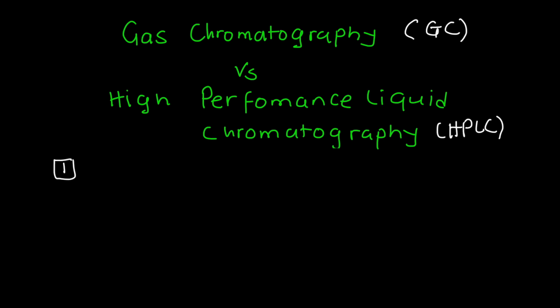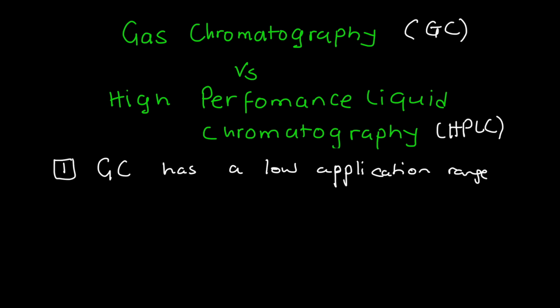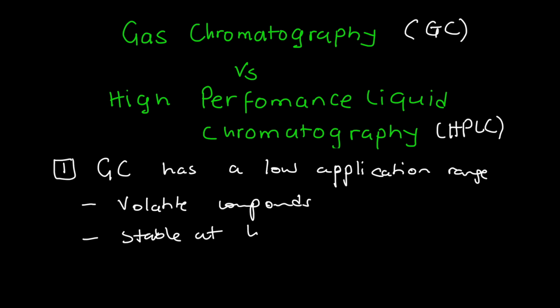First and foremost, GC is a very good separation technique. However, as good as it is, it has a low application range. This is because the compounds analyzed by GC should be volatile compounds, compounds that can easily be vaporized. And also, the compounds analyzed by GC should be stable at high temperatures.